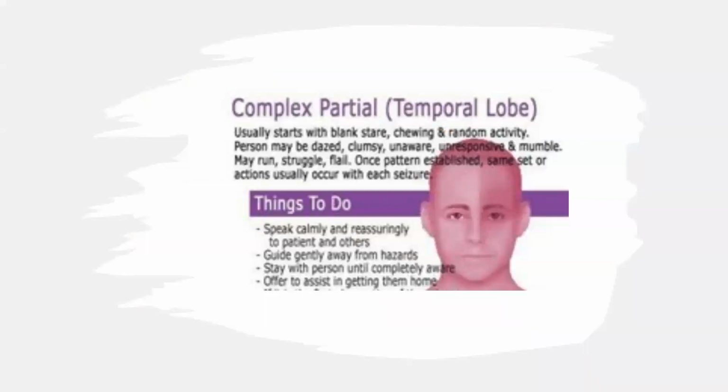Then if it's a complex partial seizure, it affects more the temporal lobe. It usually starts with a blank stare, chewing, and random activity. The person may be dazed, clumsy, unaware, unresponsive, and mumble. They may run, struggle, flail, or fall. Once the pattern is established, the same set of actions usually occurs with each seizure. So that becomes its normal pattern.